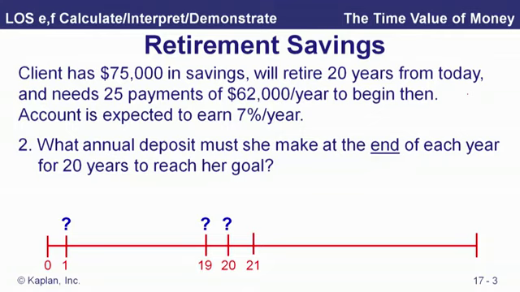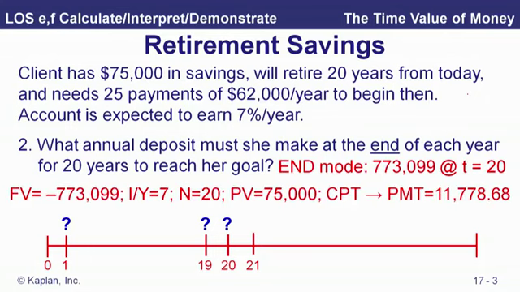And that first payment we're going to make 1 year from now at time 1, and the last of those goes in at time 20. Now we know how much that has to grow to at time 20. It has to grow to $773,099 at time 20. So notice, that's our future value now. We've put it in as negative. The interest rate's 7, 20 payments, present value $75,000. Because remember, that's what we already have in the account at time 0.